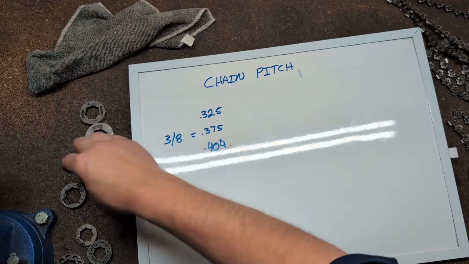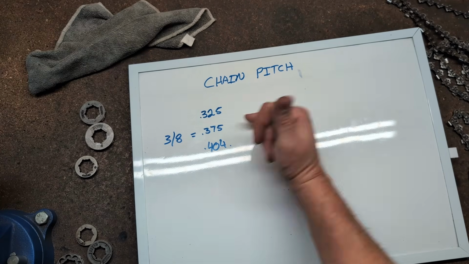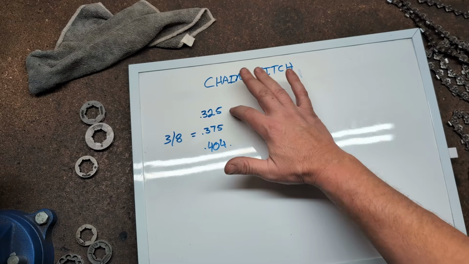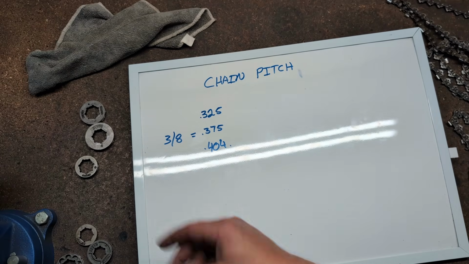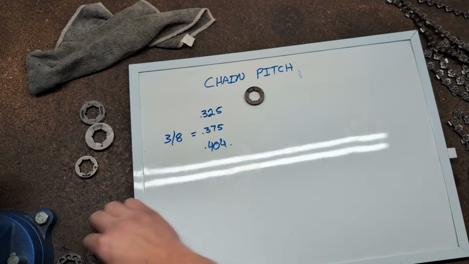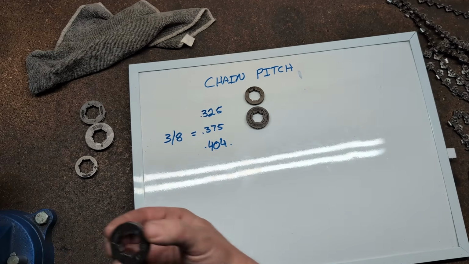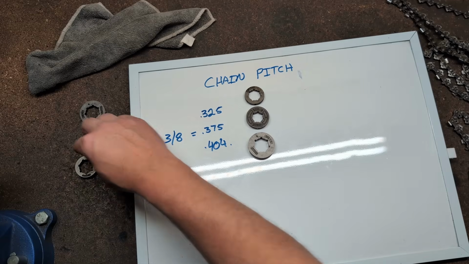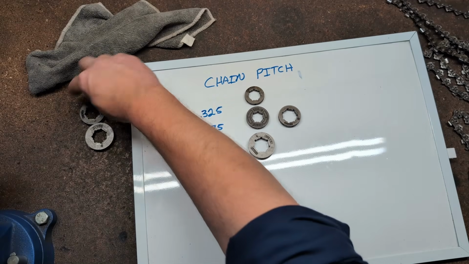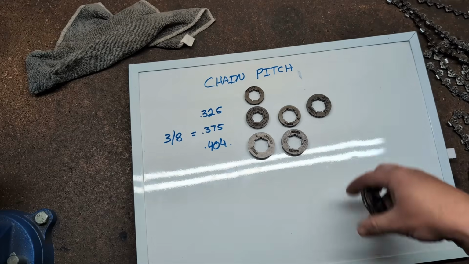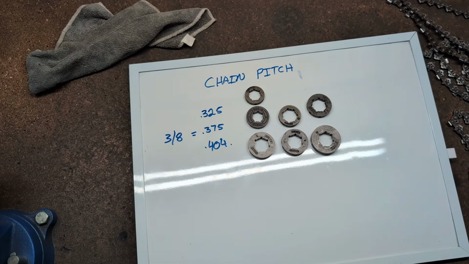Then we get into gearing. So the gearing is partially controlled by the distance in the links. So chain pitch, obviously as we go up, that gearing becomes higher. Then we can start manipulating things with rim sprockets. So that's a 325-7, a 325-8. We have a 325-9, 3/8-7, 3/8-8, a 404-7, and a 404-8.